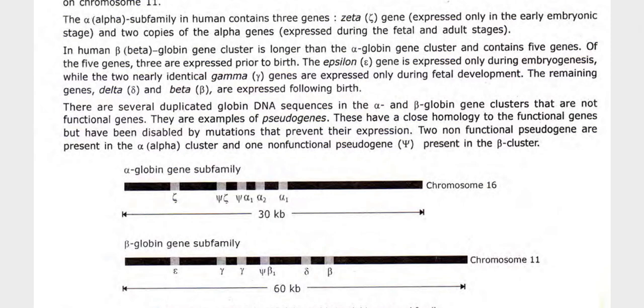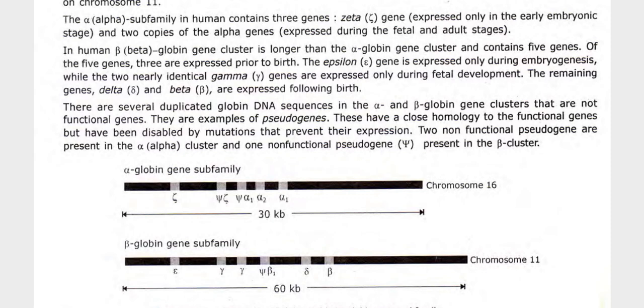In humans, the beta globin gene cluster is longer than the alpha chain gene cluster and contains 5 genes. Of the 5 genes, 3 are expressed prior to birth. The epsilon gene is expressed only during embryogenesis, somewhat similar to the zeta gene. Alpha is made up of 3 genes, beta is made up of 5.